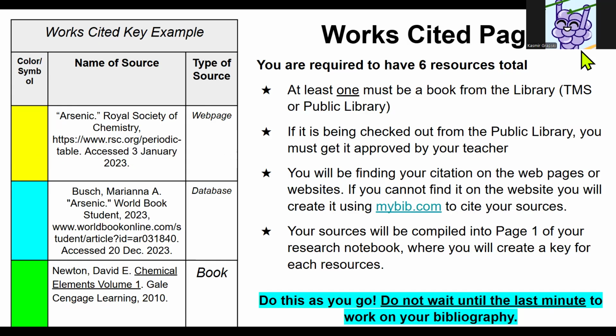You will be finding your citation on the web pages or websites. If you cannot find it on the websites, you will create it using mybib.com to cite your sources. Your sources will be compiled into page 1 of your research notebook where you will create a key for each resource. Ours will look just a little bit different because we're setting up our notebook differently, but that'll be in video number 2. It's really important that you're making your works cited key as you go along. You don't want to wait last minute to start this because it's just crucial to start it as you go. Okay?